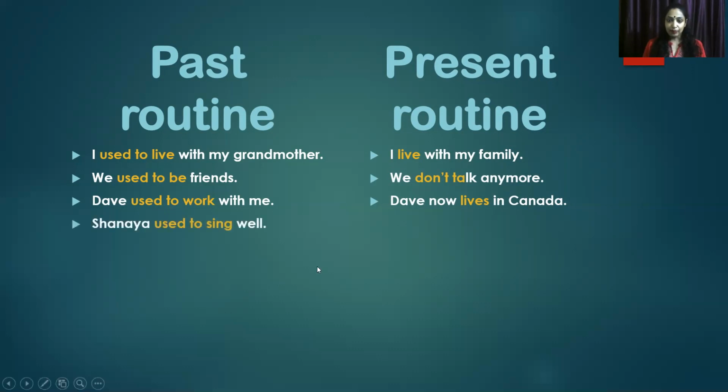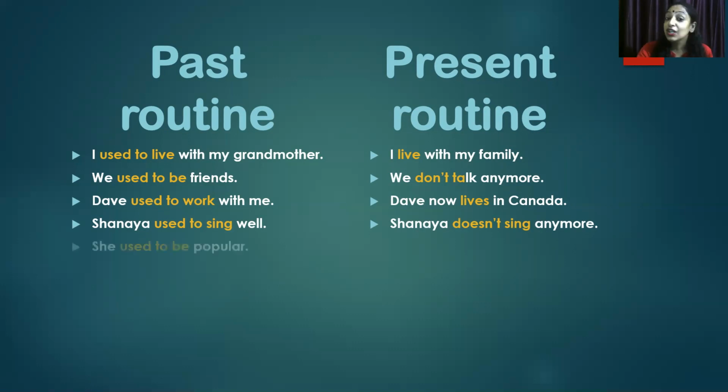And let's take another example. Shania used to sing well. She must have been a good singer, of course. What now? Well, she doesn't sing anymore. Look at the difference. Used to sing and she sings. If she sings, we'll not say she used to sing, right? She used to be popular. That means she has lost her popularity at present. So nobody knows her now.